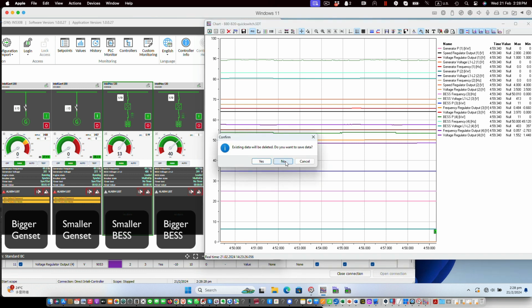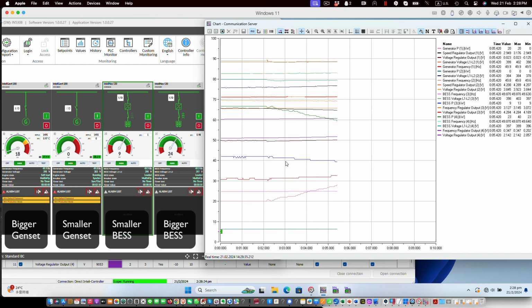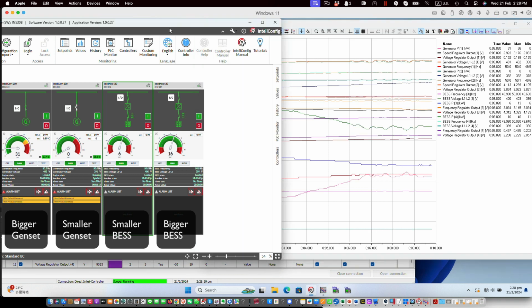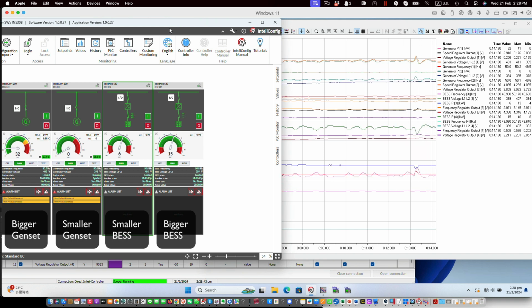On the right-hand side here is ComAp's WinScope software. You can read all the voltages and frequencies and power, etc., that is running. If you wish to look in detail on the right-hand side, feel free to do so.